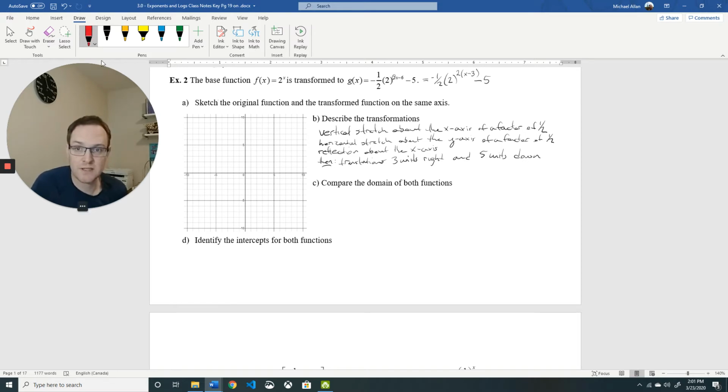So first of all, let's just think about the original graph. So my base here, oh, that's a big thick pen there. I don't want to use that, such a big one.